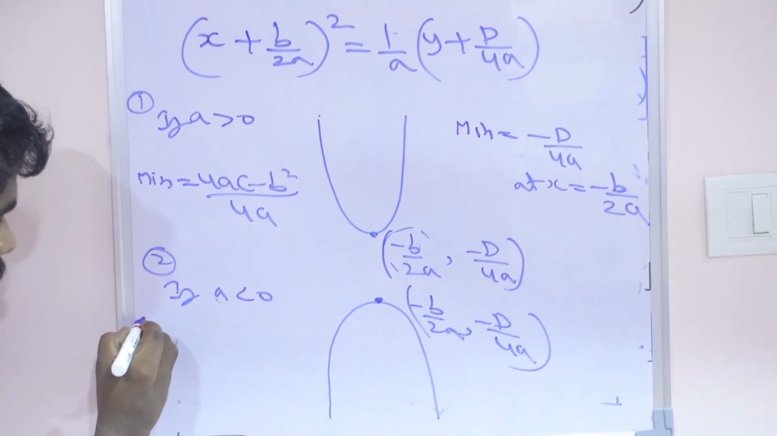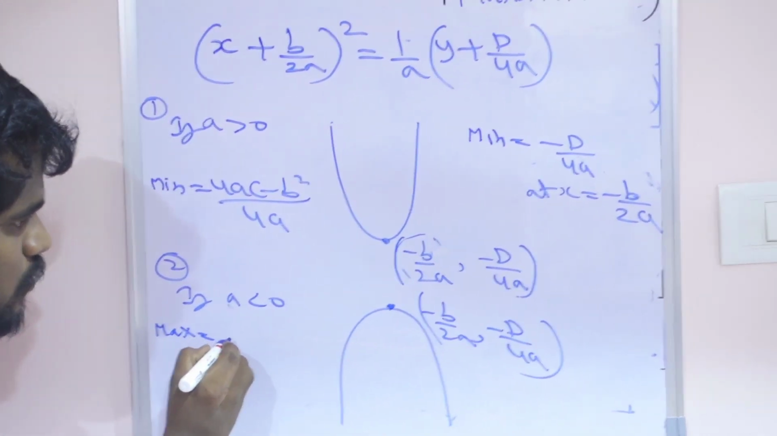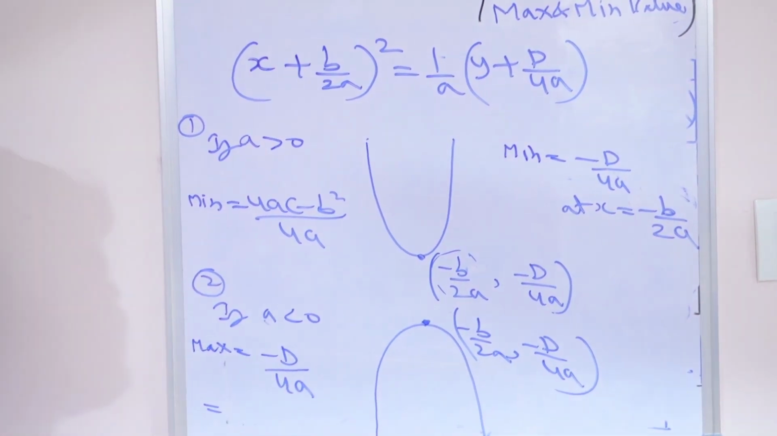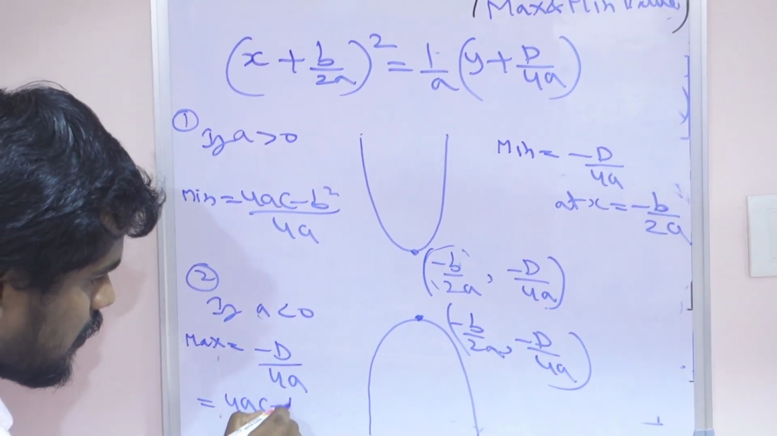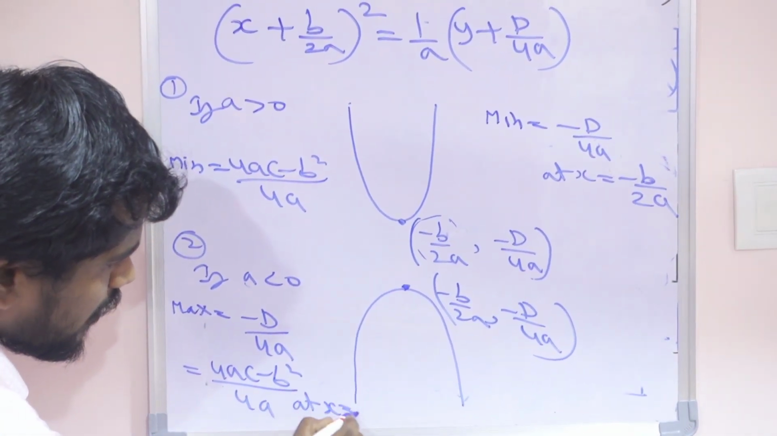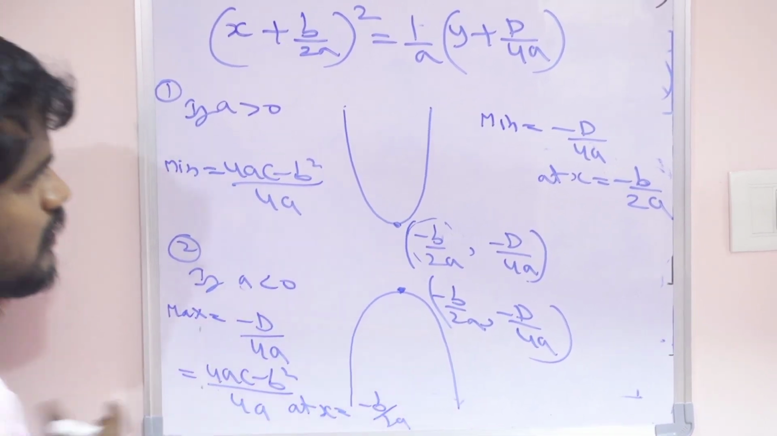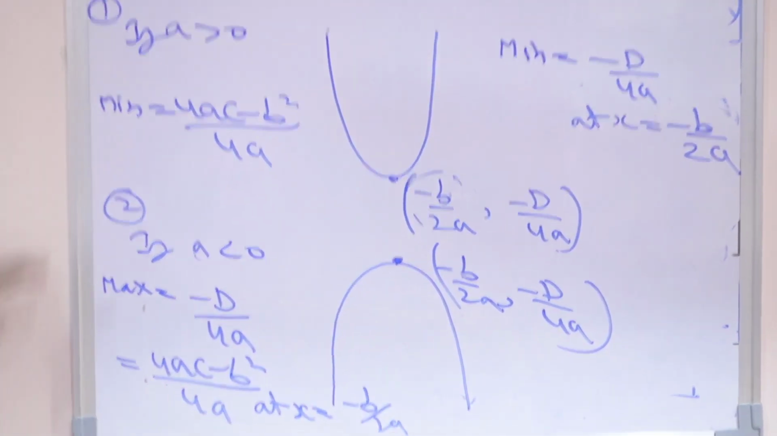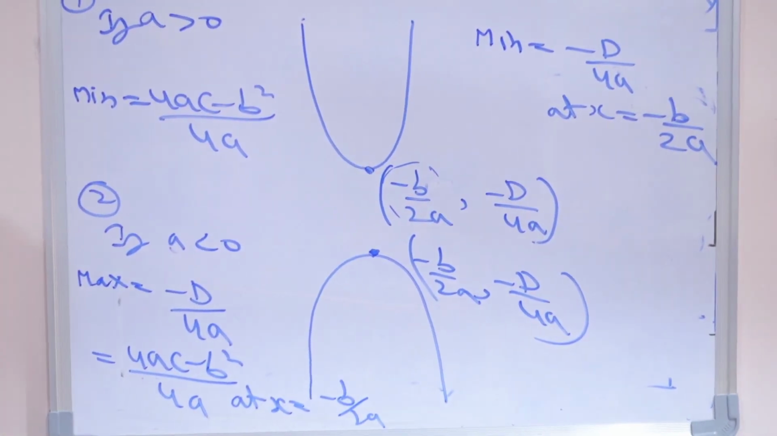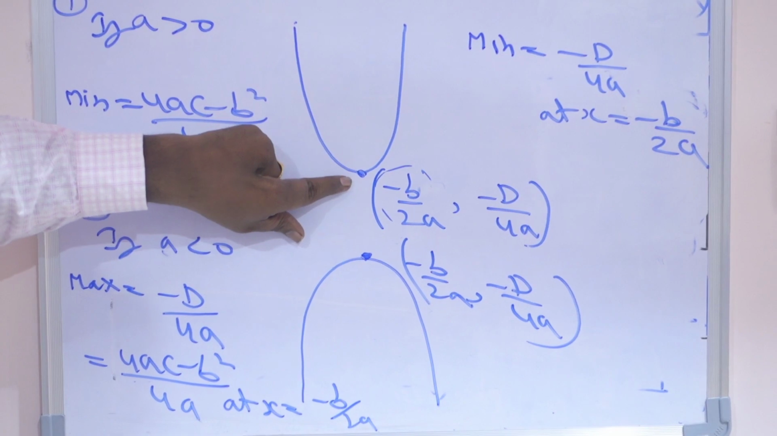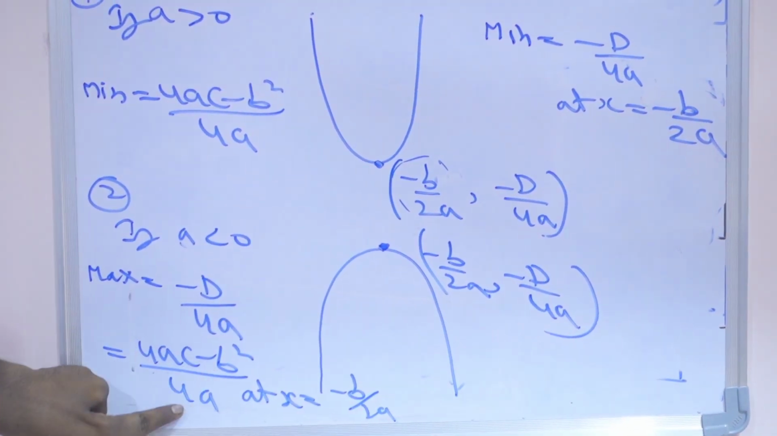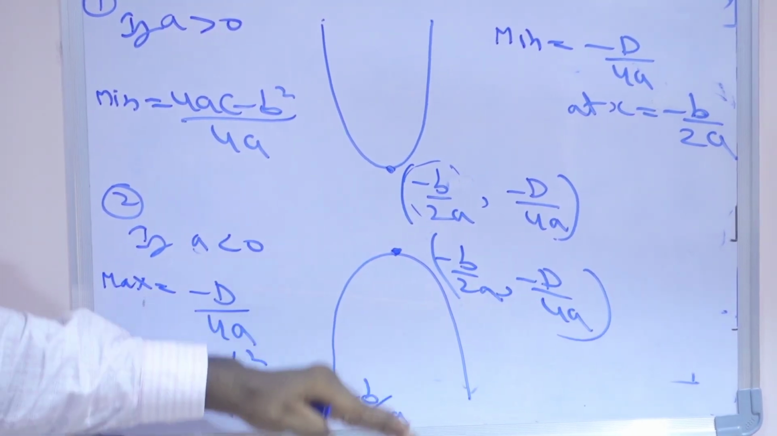So the maximum is equal to minus d by 4a. So d means what? b square minus 4ac. Then 4ac minus b square by 4a, at x is equal to minus b by 2a. So this is the maximum and minimum value. The maximum and minimum value use the same formula, 4ac minus b square by 4a. If a greater than 0, it opens upwards and the minimum value is there, maximum value infinity. A less than 0 means we have the maximum value 4ac minus b square by 4a at x equal to minus b by 2a, and the minimum value is infinity.